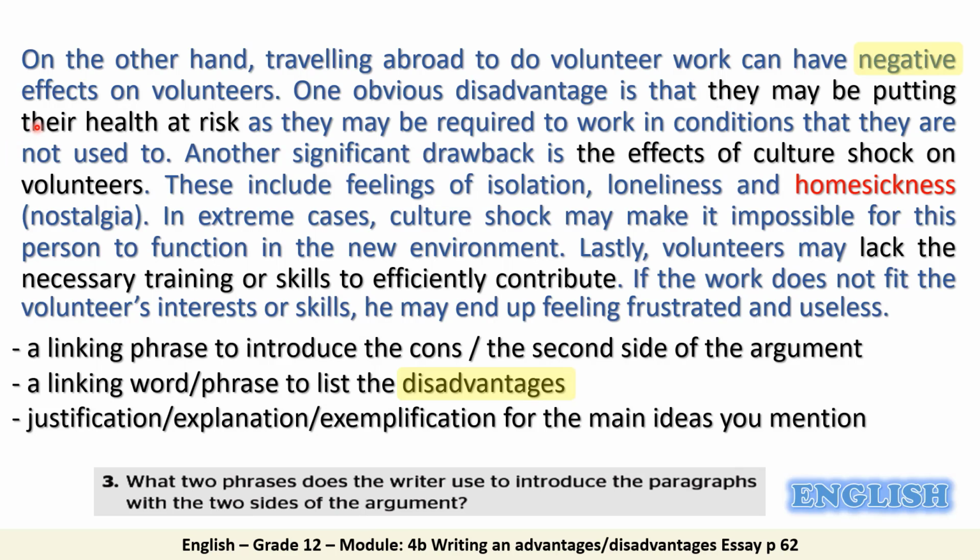Here the writer has gathered all the disadvantages in one paragraph. So again, pause, take your time, read it, and try to identify the linking phrase he used to introduce the cons or the second side of the argument. Try to identify the linking words or phrases he used to list the disadvantages, and try to identify the justification, explanation, or exemplification for the main ideas in this paragraph. And for question number 3 down page 62, it's at the same point like number 1 here. What two phrases does the writer use to introduce the paragraphs with the two sides of the argument?